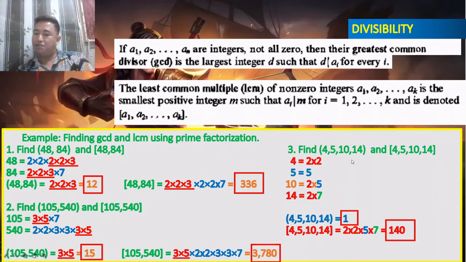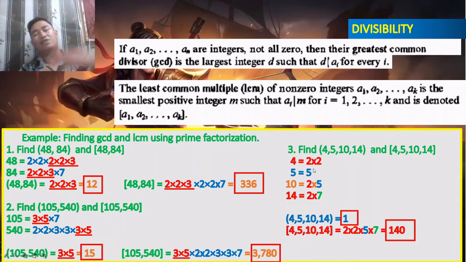Okay, number 3, class, upat-upat. Find 4, 5, 10, 14. Okay, dara. Ang factor, class, ni 4 kay 2 times 2. Factor ni 5, 5 ra. Di ba? Hindi na ka mag-times 1. 5 lang. 5 is equal to itself. Prime naman na si 5. Okay, 10 is equal to 2 times 5 and then 14 is equal to 2 times 7.